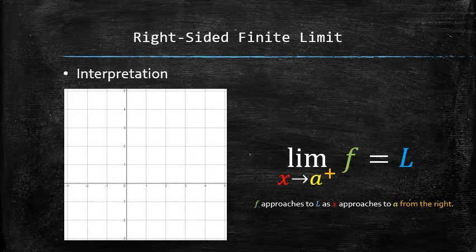Then, we'll locate the point (a, L) on the coordinate plane and draw the following behavior. Note that from the statement alone, we don't know whether the graph approaches L from below or above, or whether the point itself is a part of the graph or not. Also, we don't know anything about the behavior to the left of the point. The right-sided finite limit only tells us what happens to the graph as the input approaches the target value from the right.